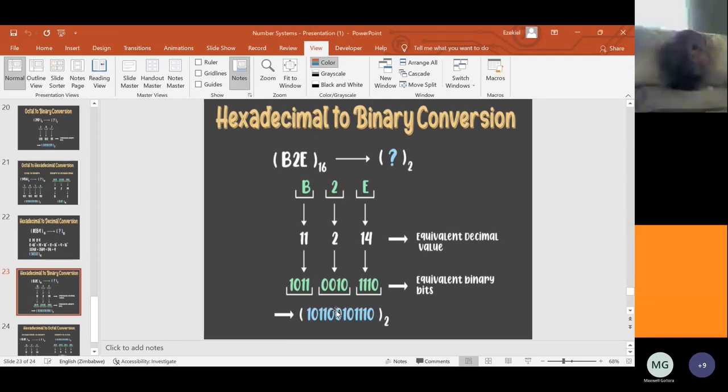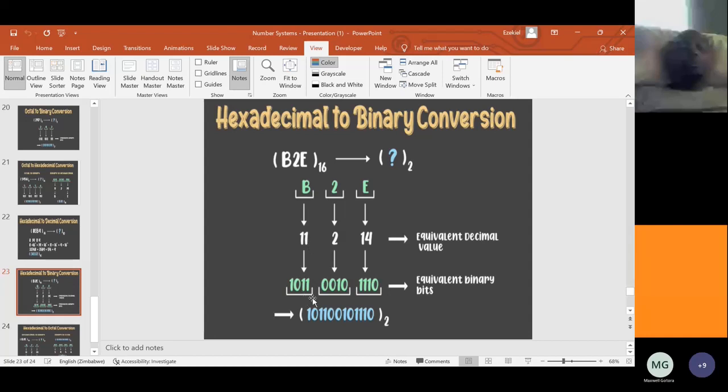So let's move on to hexadecimal to binary conversion. I think we've done the binary to hexadecimal. What you have to do here is put your number into its equivalent decimal, replacing the letters with their equivalent decimal numbers. After that, you convert each and every number to its equivalent binary digits or bits. So you have to know how to convert 11, which is base 10, to binary. You divide by 2 until you get to 0, and then you take the remainders going upwards. I think we have already done that.